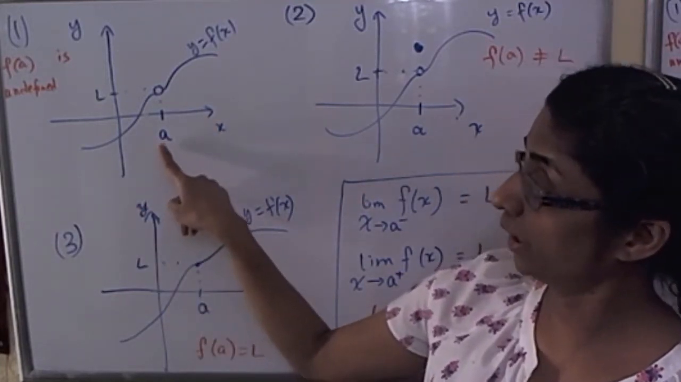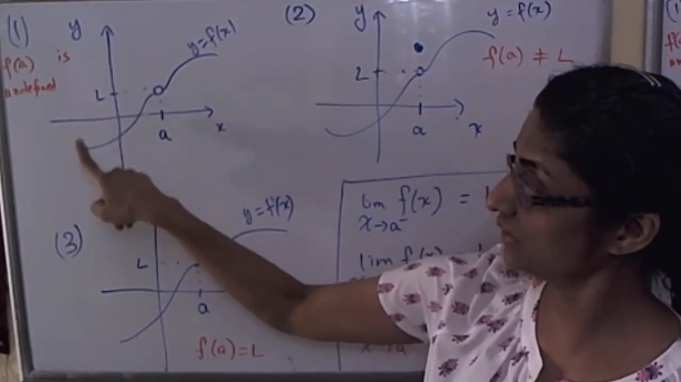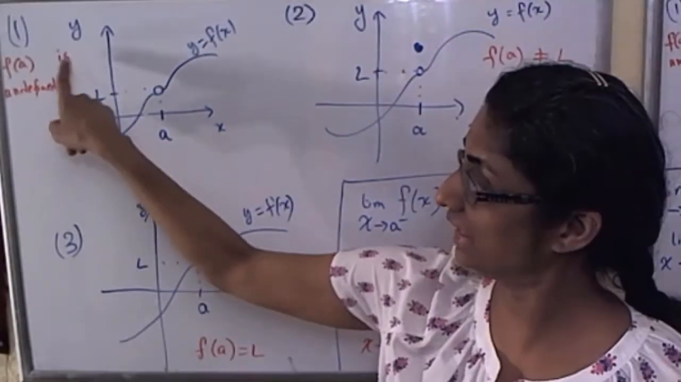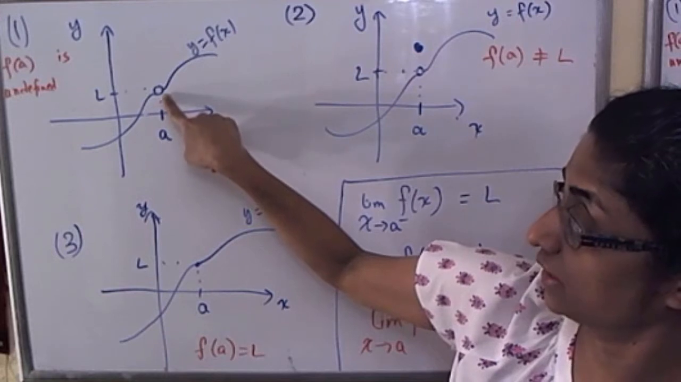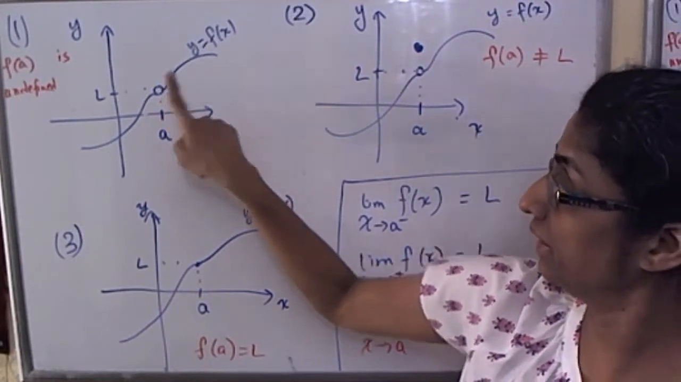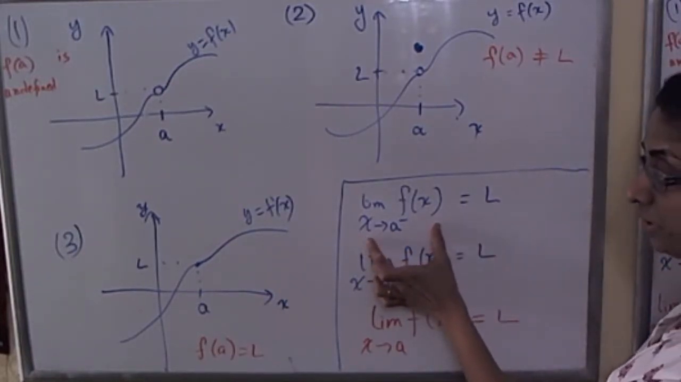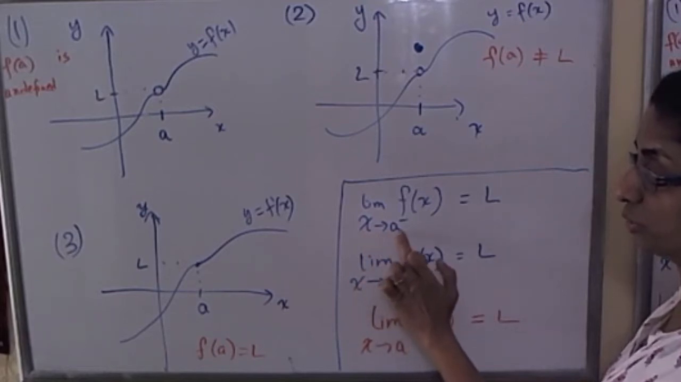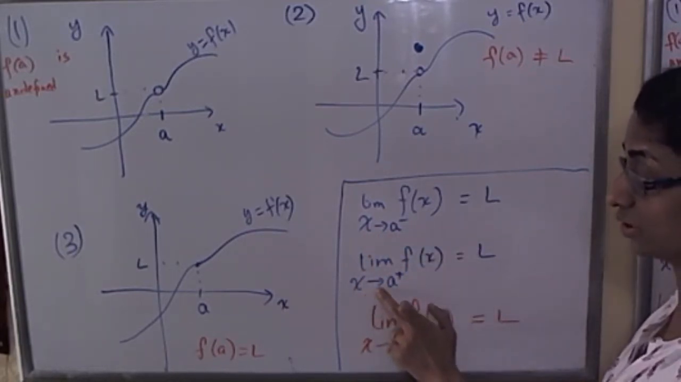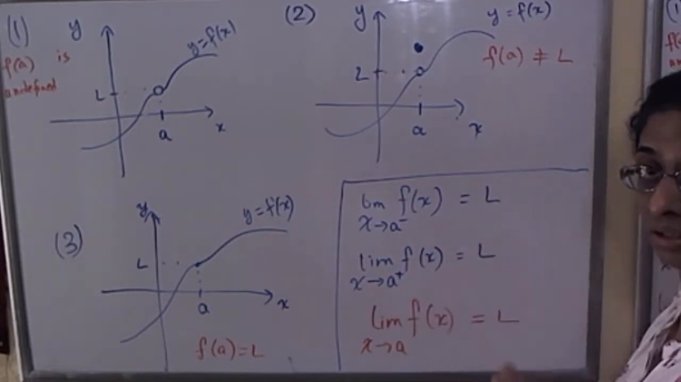I have a number A marked on the x-axis and I have a number L marked on the y-axis, and here's my graph. Notice right away that f of A is undefined. That's what this unfilled circle is telling us. And here we would argue that the limit of the function as x approaches A from the left-hand side and also the limit of the function as x approaches A from the right-hand side is exactly the same as L.